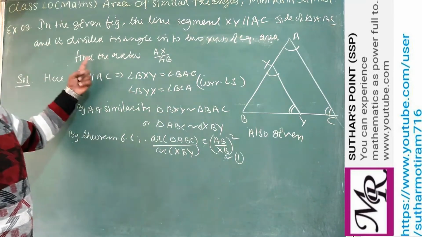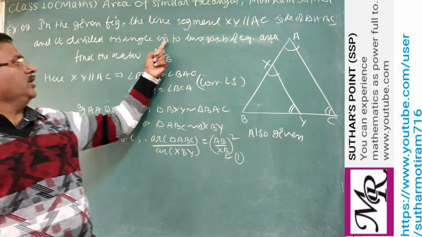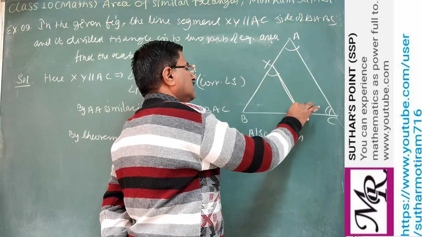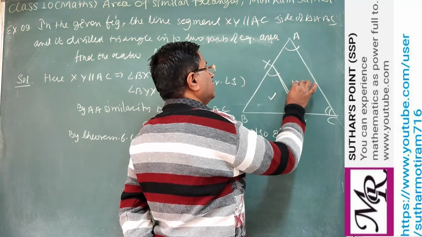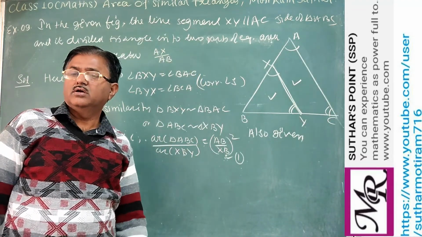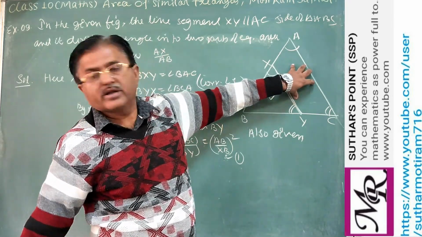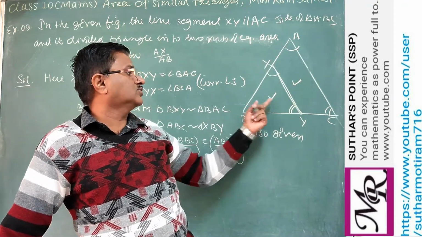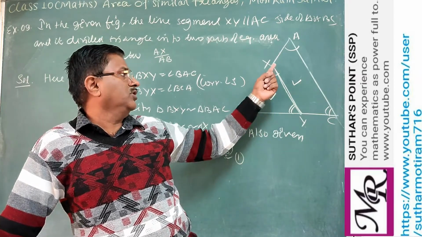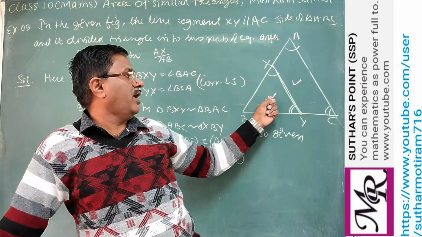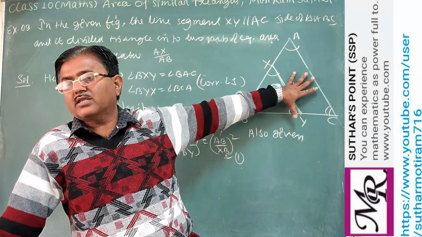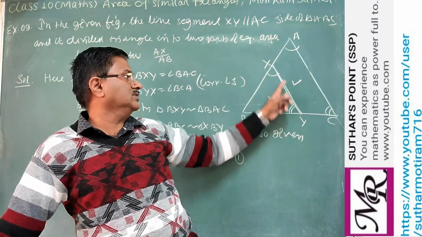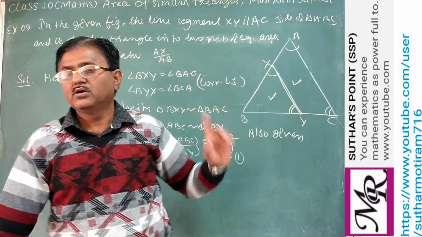Now what is given? It divides the triangle into two parts of equal area. This means this line XY divides the area so that the small triangle and this part have equal area. What can we say? The area of the whole triangle is twice the area of the smaller similar triangle XBY. Suppose this is 5 and this is also 5, so how much is the whole triangle? 10. So this is 10 and this is 5, so the area of triangle ABC is twice the area of triangle XBY. This is given.